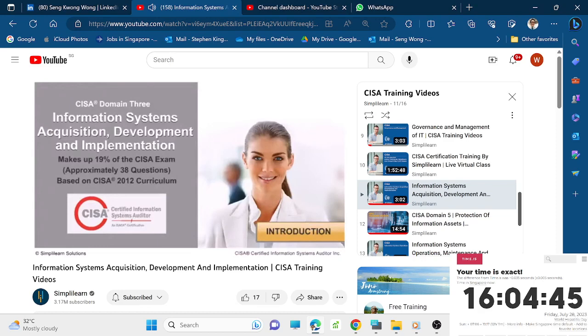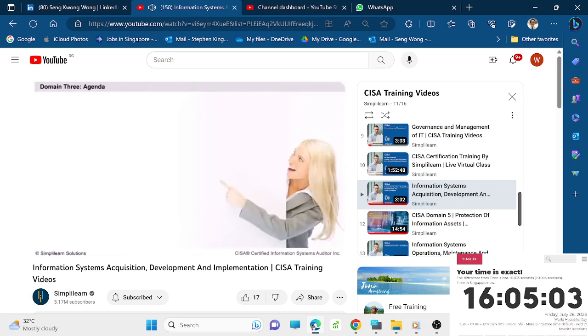Domain 3 makes up 19% of the final CISA exam, meaning that you can expect to get approximately 38 questions in the final CISA exam. We start off by looking at the agenda in the next slide.